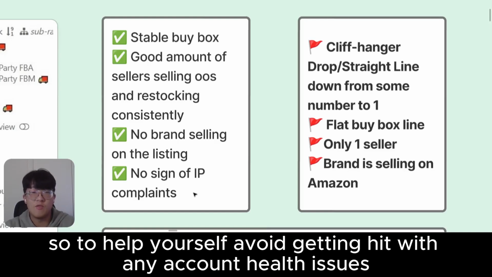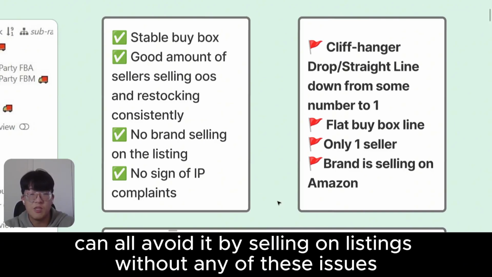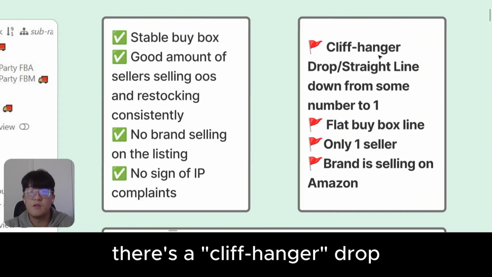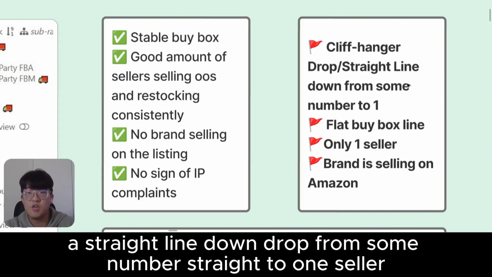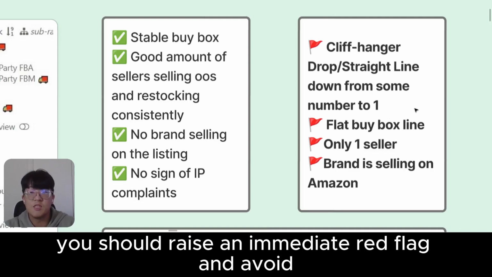So to help yourself avoid getting hit with any account health issues, to protect your account so you can stay on Amazon and sell for the long term, you can avoid it all by selling on listings without any of these issues. What you shouldn't sell on is a listing with a cliffhanger drop, a straight line down, a drop from some number straight to 1 seller. This is the indicator of an IP complaint. Whenever you see this, you should raise an immediate red flag and avoid. Move on to the next one.